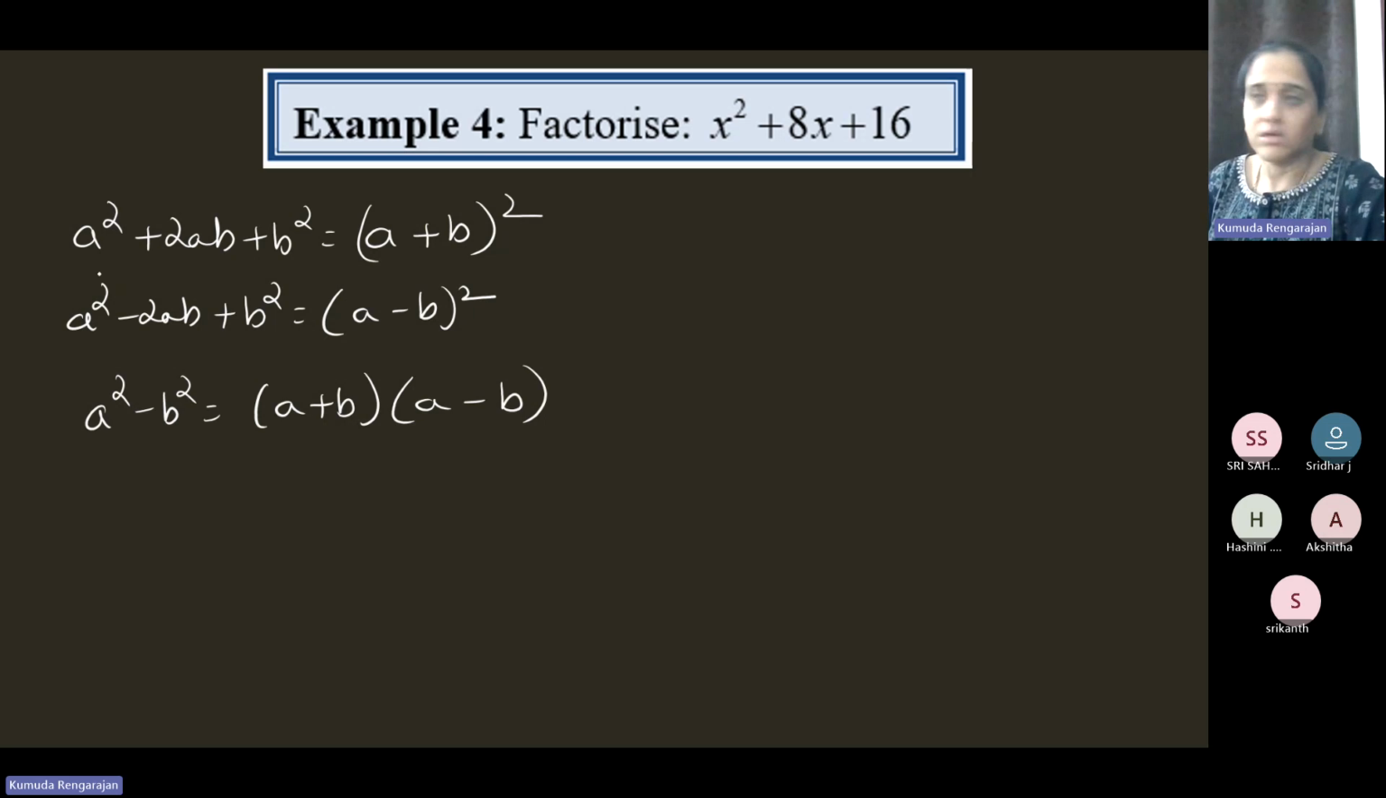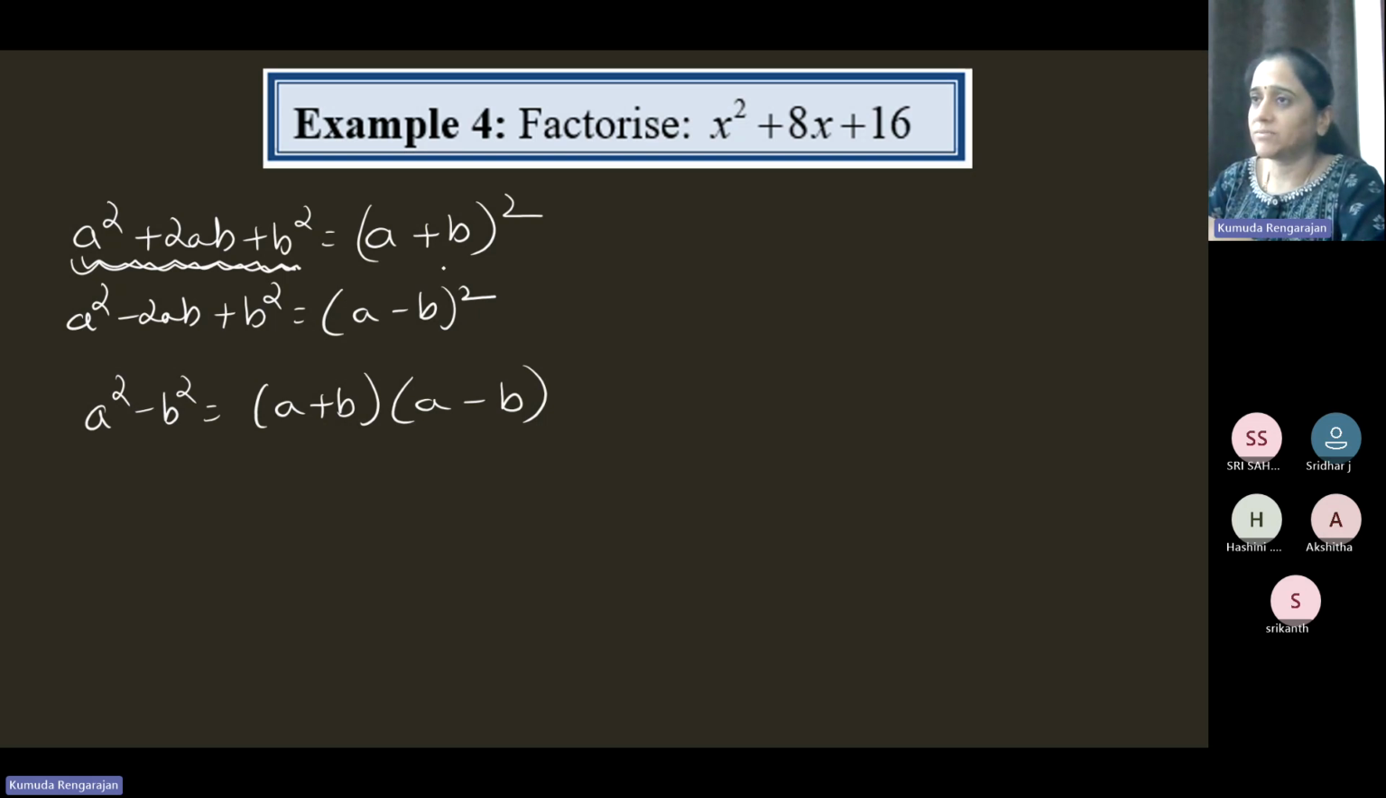Now, if the given expression is of the form a square plus 2ab plus b square, then that can be factorized as a plus b the whole square. A plus b the whole square is what? A plus b into a plus b. Factorization is writing the expression as some expression into some expression, depending on how many factors it has. So if an expression is of this type, you can write it as a plus b the whole square, which is nothing but a plus b into a plus b.